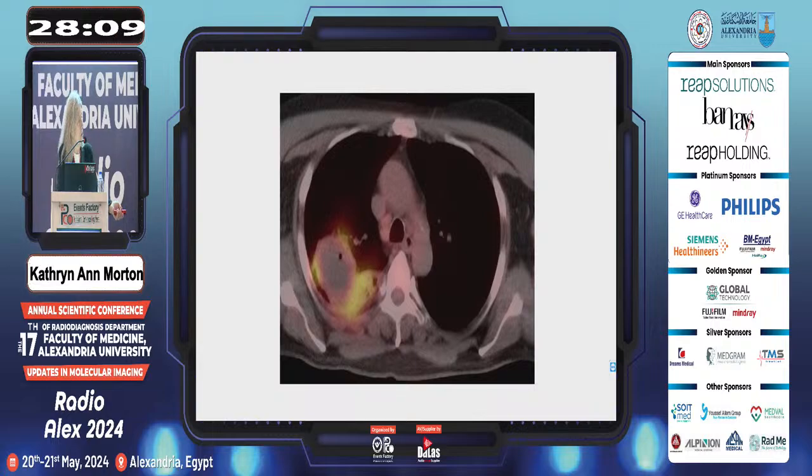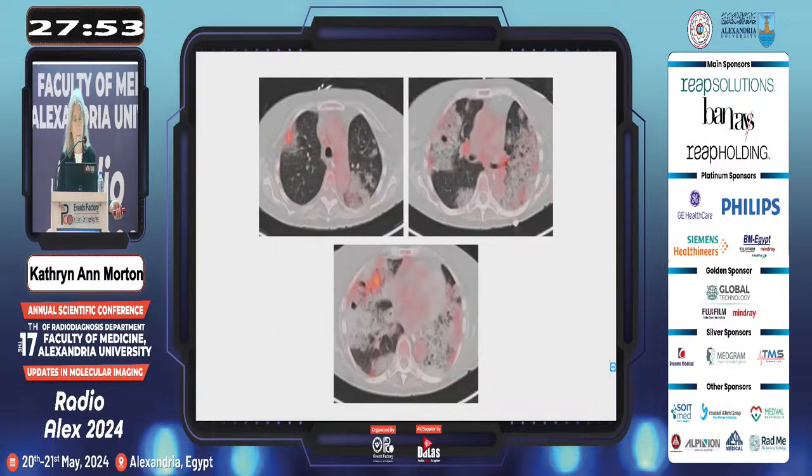This is a patient with pneumonia and a lung abscess. Often the interior of the abscess is hypometabolic. There's a small focus of air here, which is also a clue that this is a lung abscess.